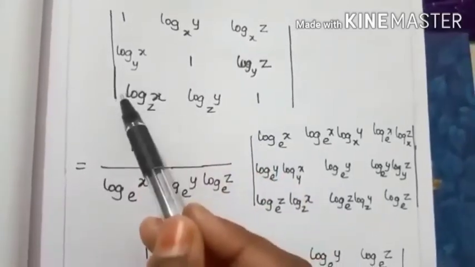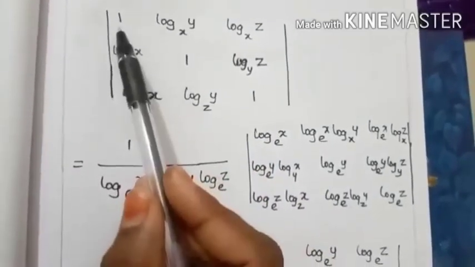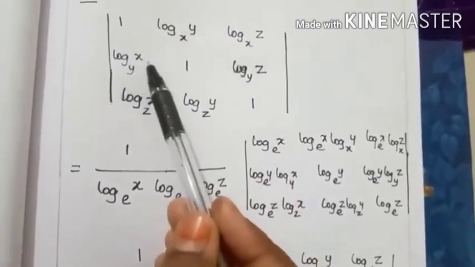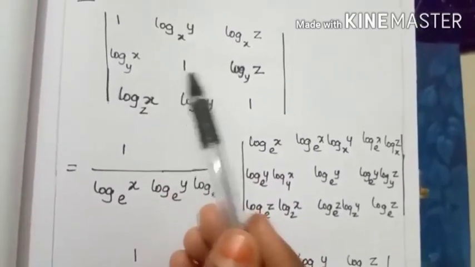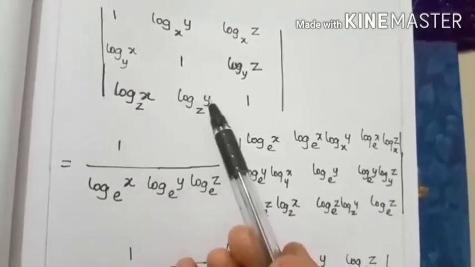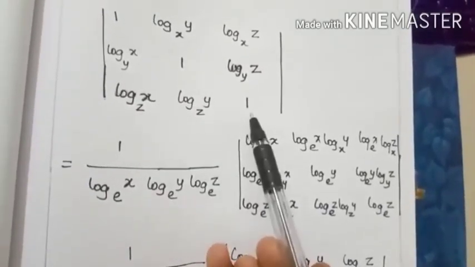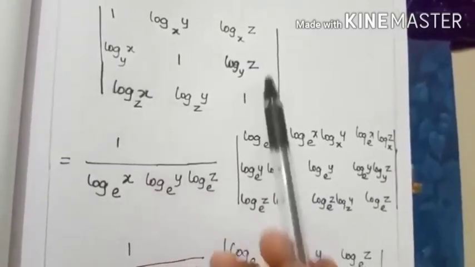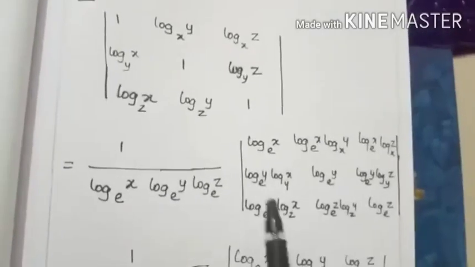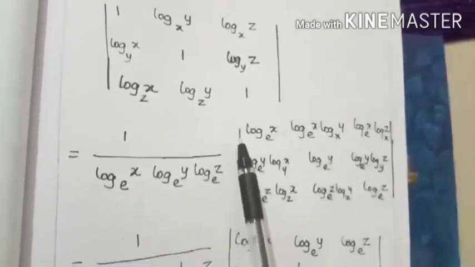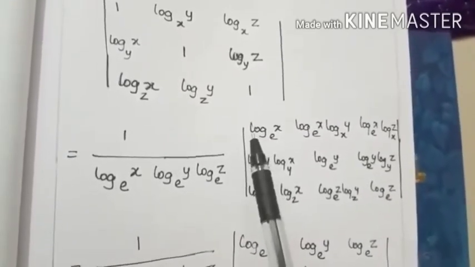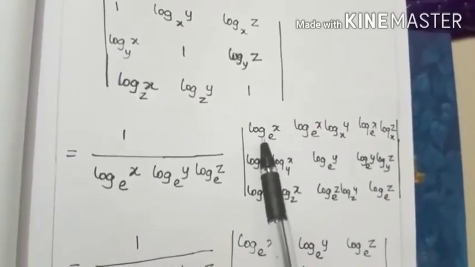Solution. The given determinant has rows: 1, log_x y, log_x z; log_y x, 1, log_y z; log_z x, log_z y, 1. Now we find the value of this determinant. First, R1 is multiplied and divided by log_e x.